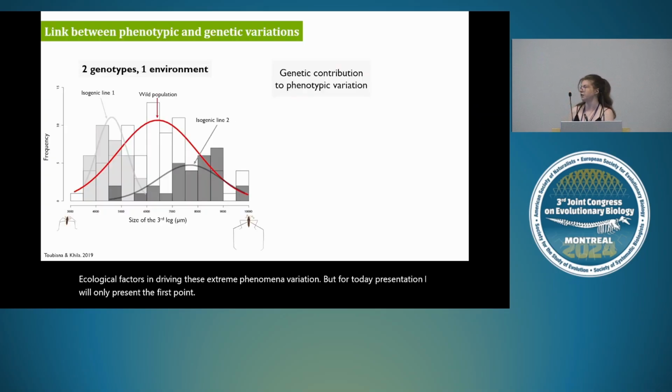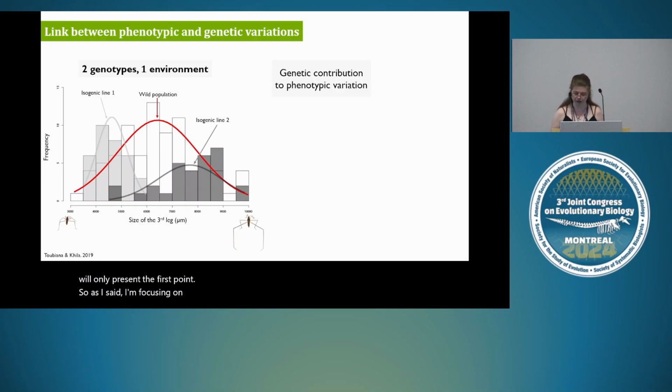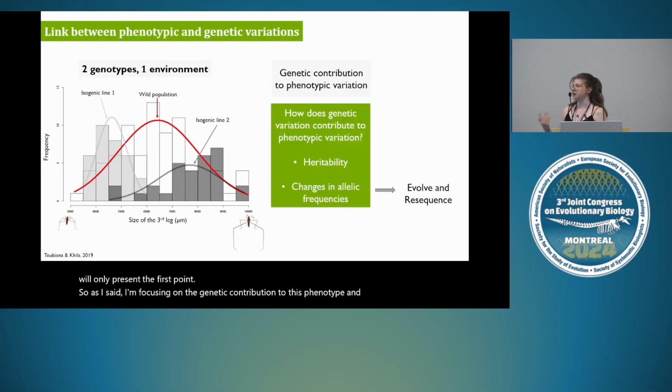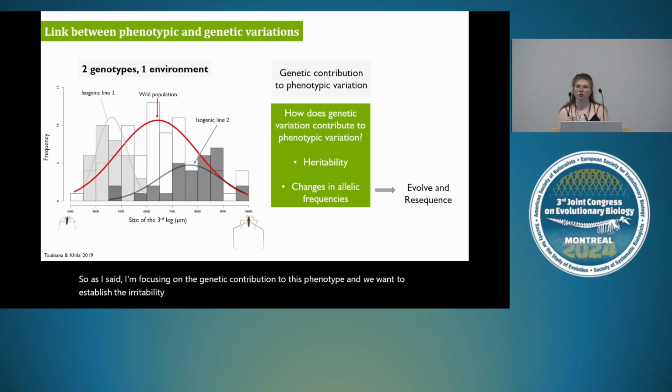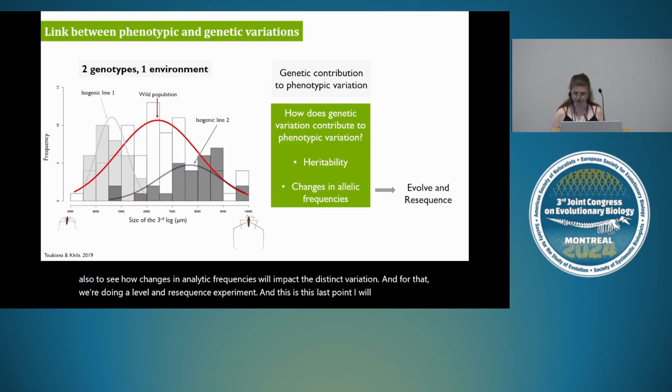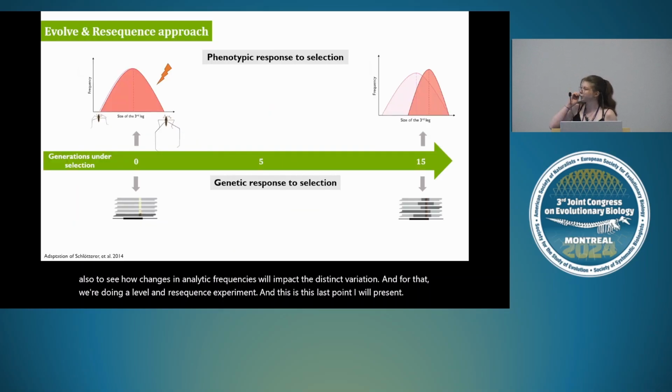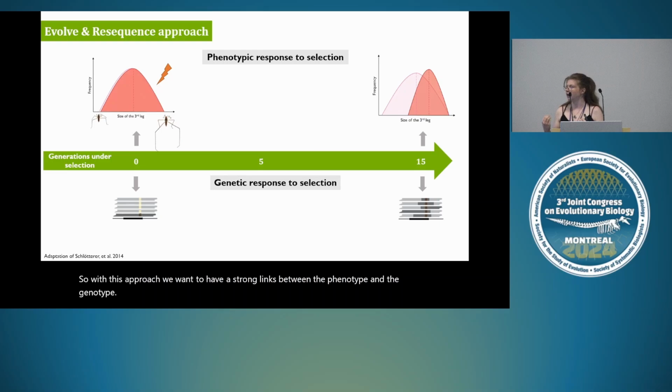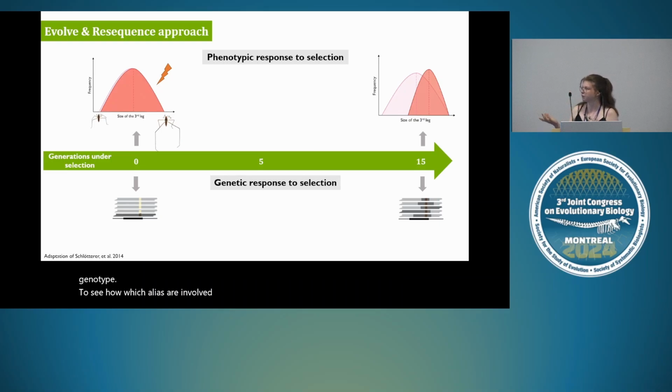So as I said, I'm focusing on the genetic contribution to this phenotype. And we want to establish the heritability of the trait, to know how much genetics contributes to this trait, but also to see how changes in allelic frequencies will impact this phenotypic variation. And for that, we are doing an evolve and resequence experiment. And this is this last point I will present. With this approach, we will see which alleles are involved in this phenotypic variation.